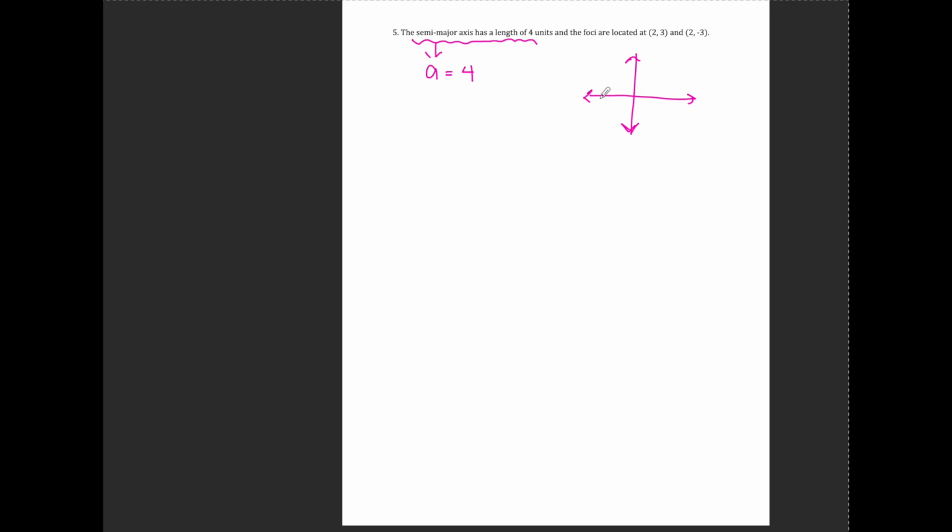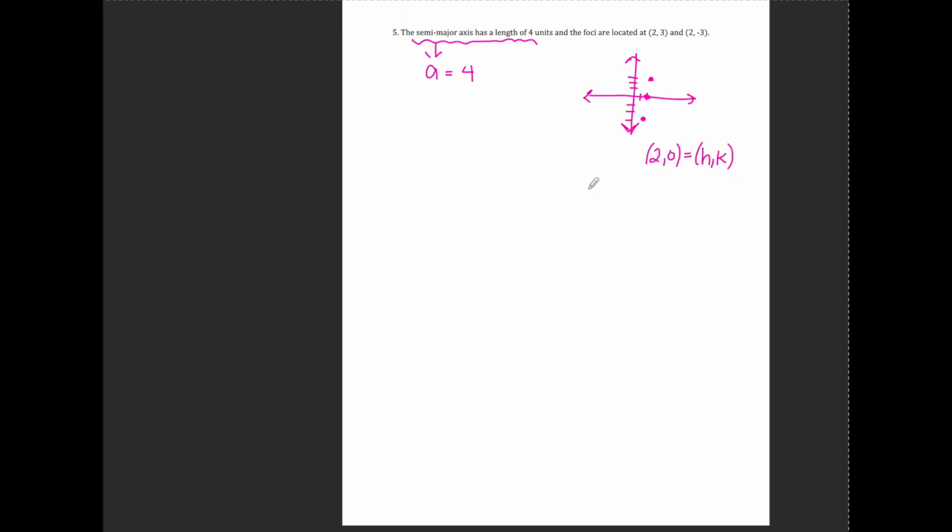So my foci are at (2, 3) and (2, -3). Now, since my foci are lined up vertically, that tells me that this is going to be a y-type ellipse. I also know that the center is equidistant from these two foci, so it must be in the middle, which is right here. So my center is (2, 0), and that represents h and k.